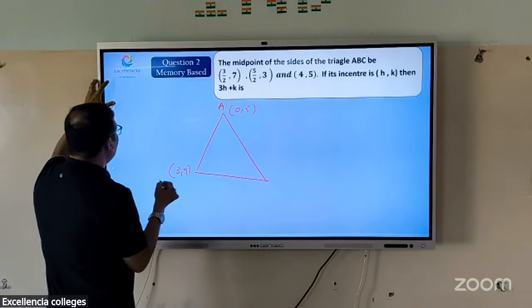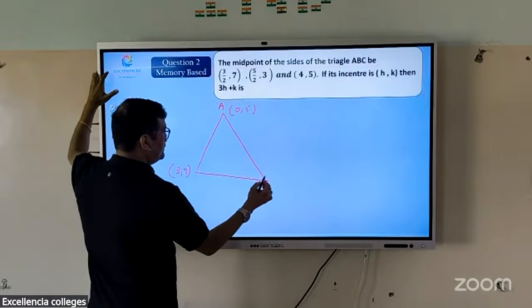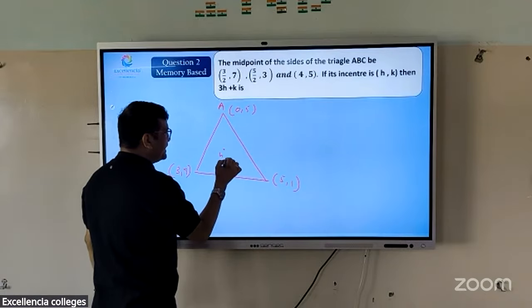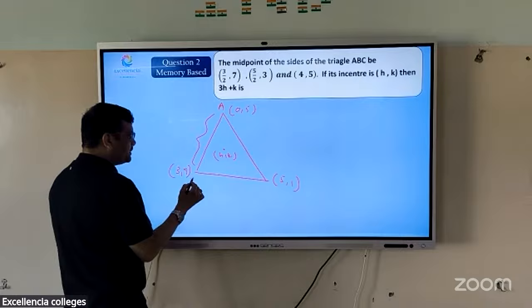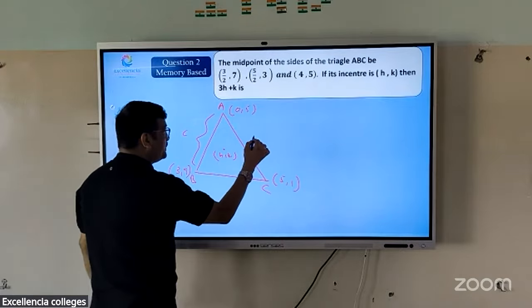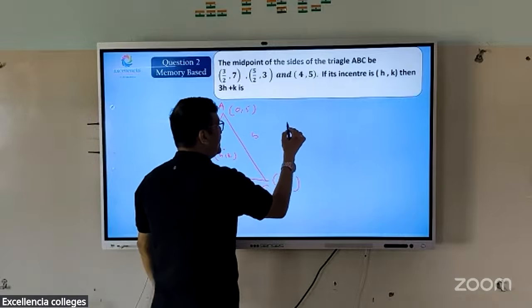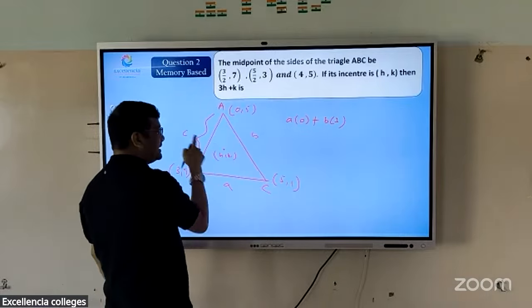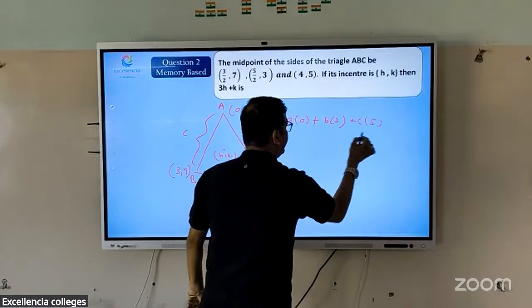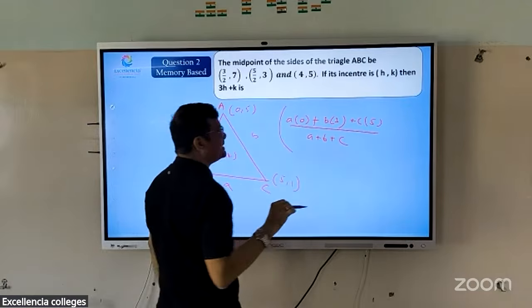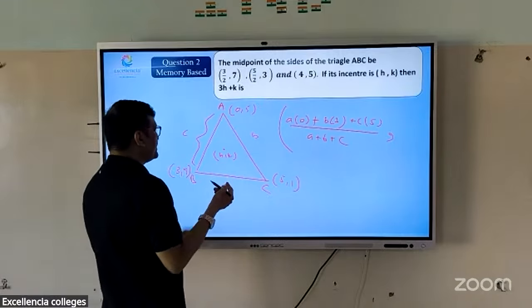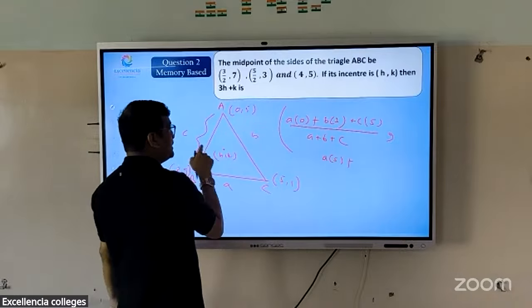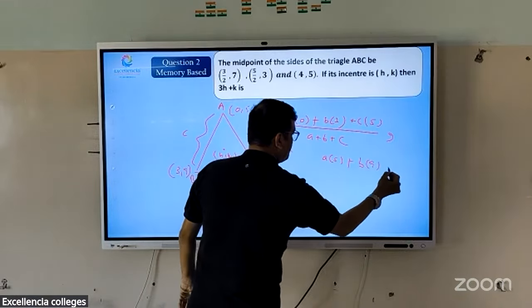Now, for this triangle, how do I get the incentre (h, k)? I can find the distances: this is a, this is b, and this is c. The x coordinate is (a into 0 plus b into 3 plus c into 5) divided by (a plus b plus c). This is the formula. The same for the y coordinate: a into 5 plus b into 9 plus c into 1, divided by a plus b plus c.